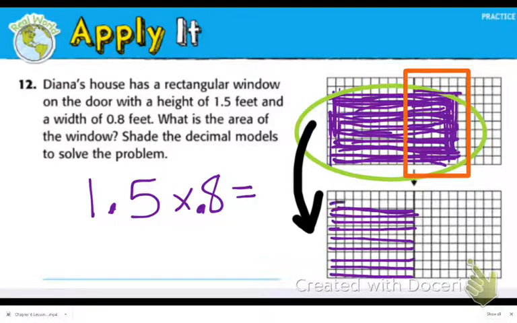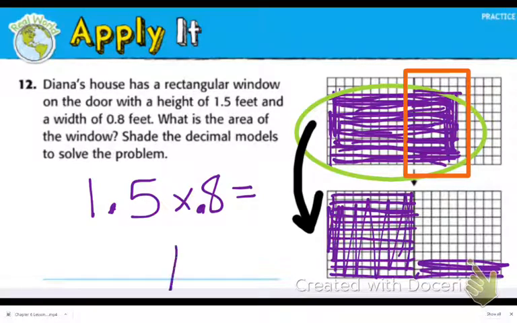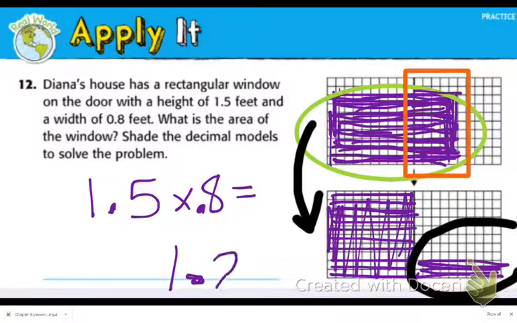So I need to do 40 more. 10, 20, that's a full one. 30, 40. So how much is shaded all together? Well, I have a whole number. I have 100 here. So 1 as a whole and a decimal because I have part of the next one. And I have 20 out of 100, or 2 parts out of 10. So the correct answer is 1 and 2/10 square feet. So what is the area of the window? I found it using a shaded model.